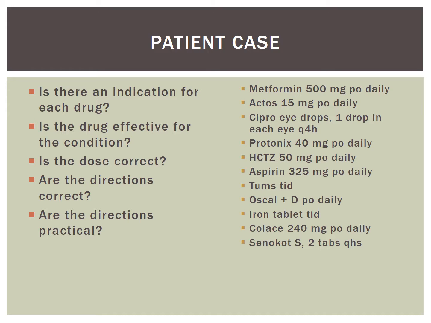And then are the directions practical? For the most part, yeah. Cipro is every 4 hours, may not be very practical, although we're wondering why she's on that anyway. Iron she takes 3 times a day. Again, probably not the most practical, but again, we're questioning why she is taking this medication anyway. Otherwise, all of her medications are just dosed once daily. Oh, I take that back. The Tums as well is TID. But again, we don't know why she's taking that. We don't specifically have an indication, and it's a self-managed medication.